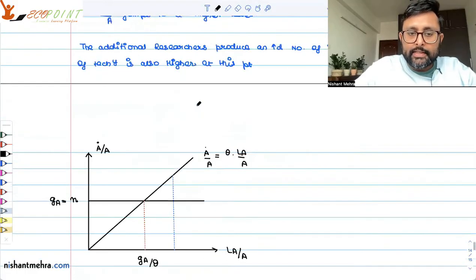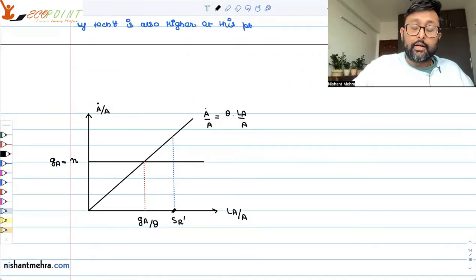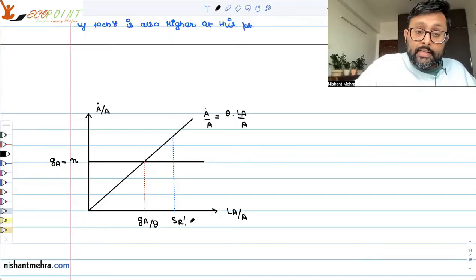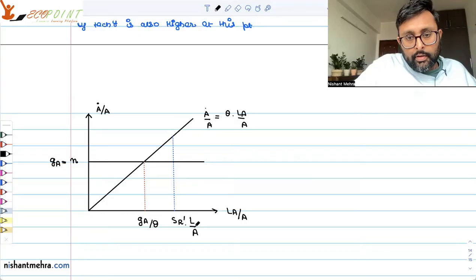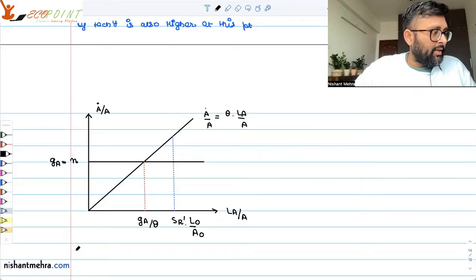So at time period 0, when the share of population engaged in research increases, I can write this as theta SR dash L upon A. But here the labor force is this guy, and this is your A naught, right? Fair enough.